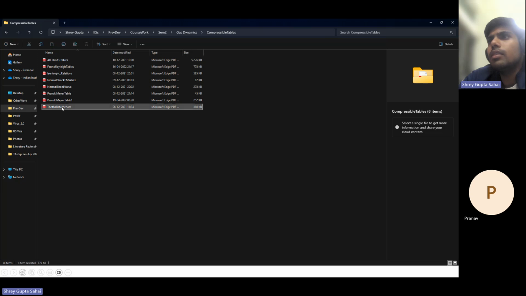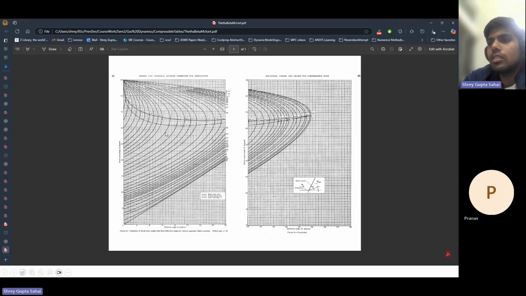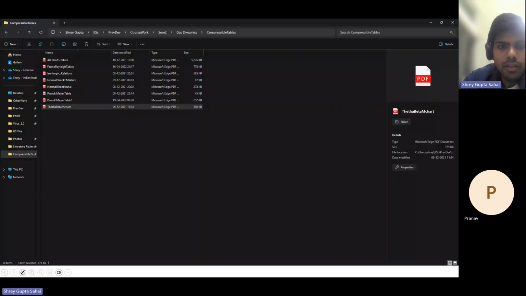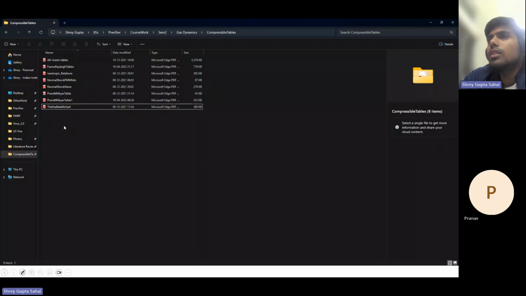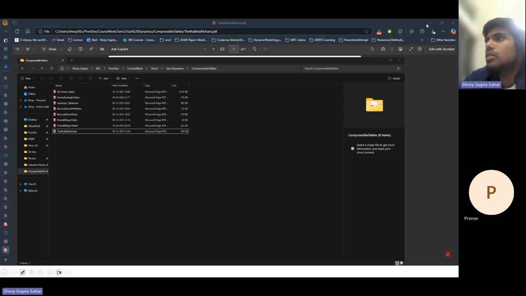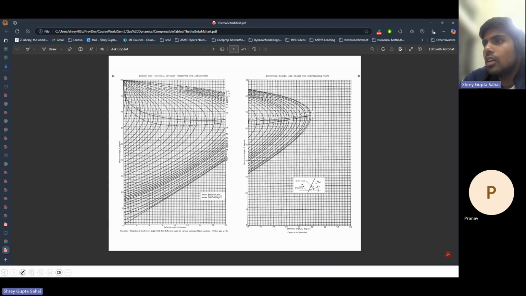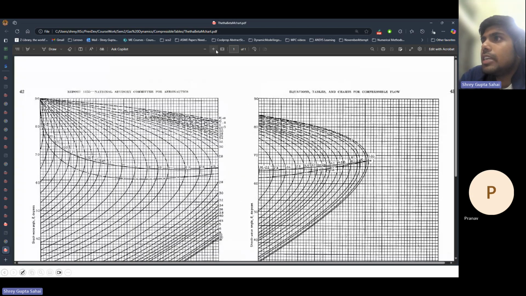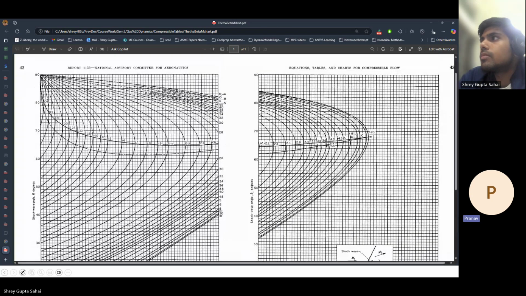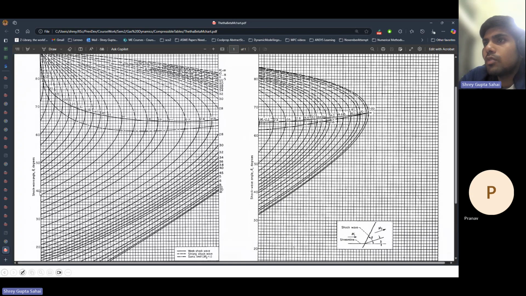This is a chart, not a table. I think I have a table for this, or let's use this chart only. We have a beta value, right? The beta value is 60 degrees, and the Mach number is 1.44.